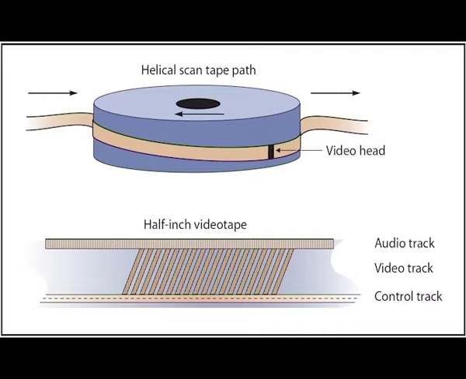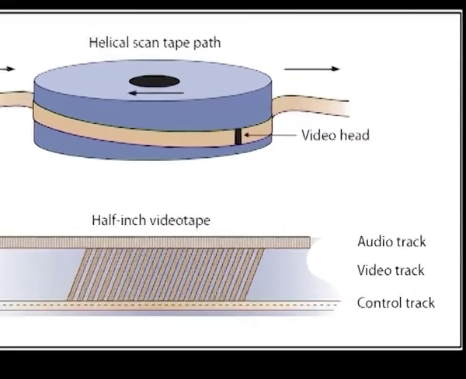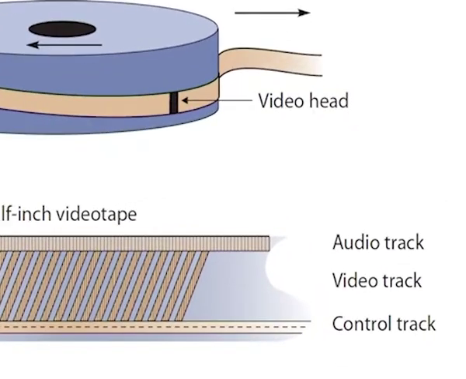Audio is recorded on a separate straight line track at the top of the videotape, although with some recording systems, sound is recorded helically between the video tracks. At the bottom of the tape is a control track containing the pulses used to regulate the speed of the recording head.